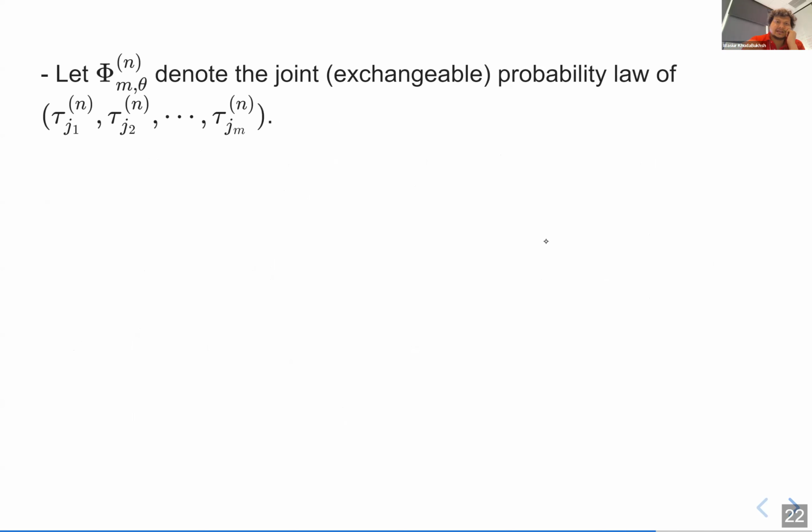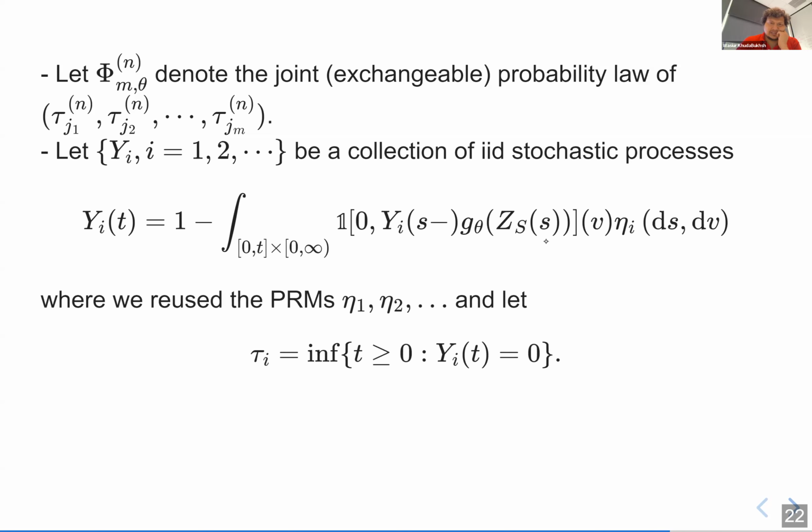And let us write by capital Phi the joint probability law of, so let's say I fix m indices, so m particles, and I look at their transfer times, and I look at the joint distribution of these transfer times. It's not so easy to write down in this case because of the interactions, but it's a weakly interacting particle system. So in the limit, we expect that they will be independent. That's what we want to establish now.